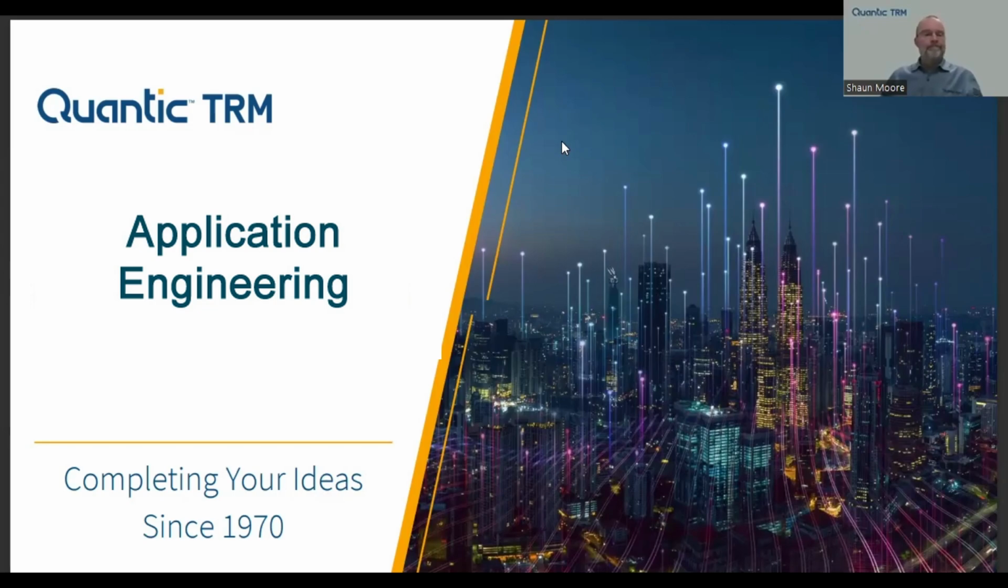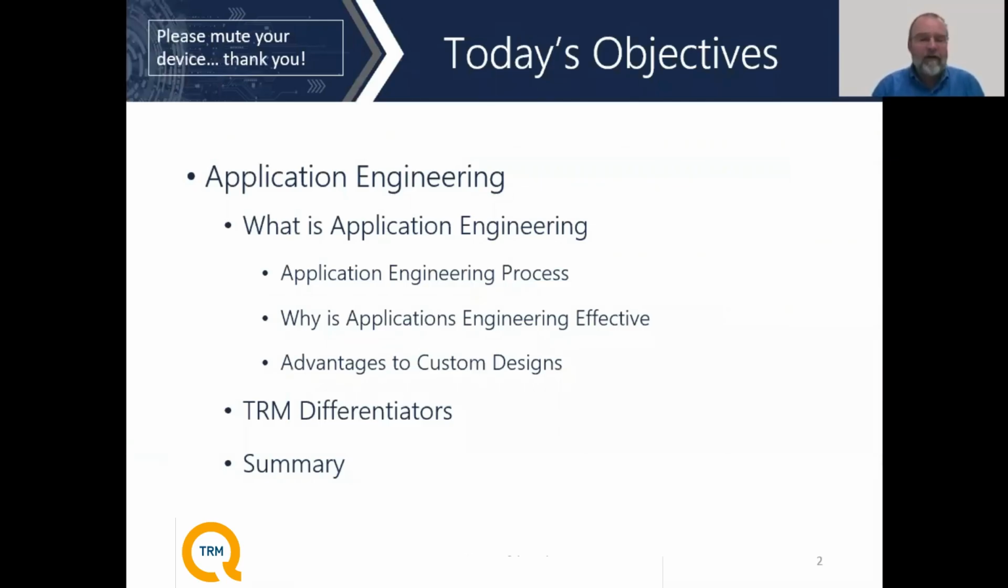Yes, thank you, Paul. Today, we're going to talk about the application engineering process. And really, we're going to start by saying, what is application engineering? And kind of answer that question. And then we're going to go through really why would you want to have an engineer to engineer discussion? Why is it effective? And what sort of advantages does the customer benefit from that? And what benefits does TRM benefit from that? We'll do a quick review of some of our differentiators that TRM brings to the customer, and then we'll wrap it up with a summary.